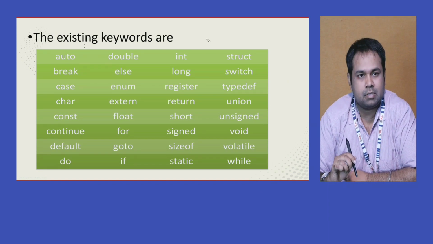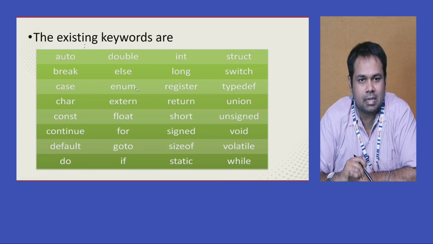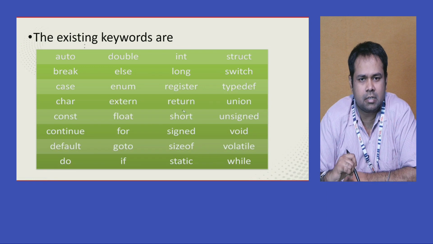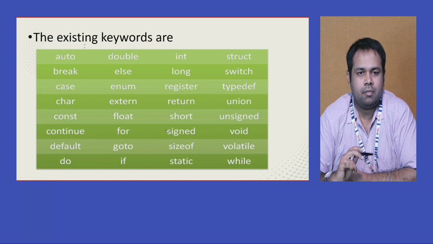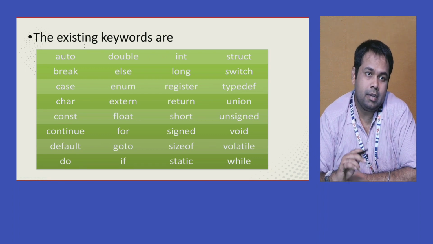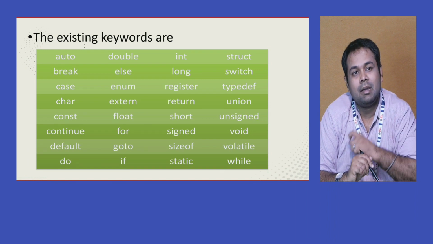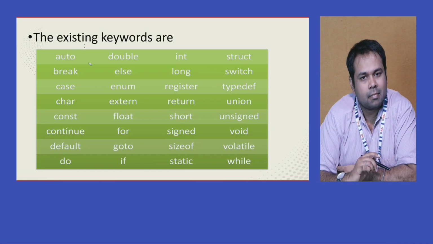These are the 32 keywords: auto, break, case, char, const, continue, default, double, else, enum, extern, float, for, goto, if, int, long, register, return, short, signed, sizeof, static. All these, totally 32 keywords, are available. We cannot use these names as identifiers. Int auto you should not write, because it is the name of a keyword. You cannot name the identifier with a keyword name.